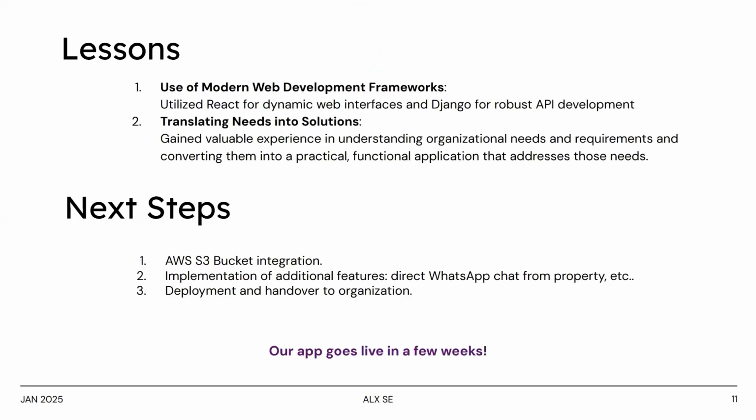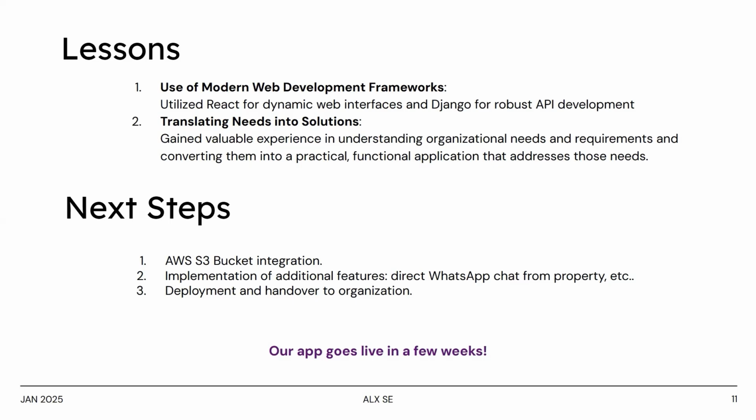The key lessons we learned from working on this project were the use of modern web development frameworks. We had a huge learning curve because we had not used these frameworks before. So getting our hands on a modern framework like React and Django for our project was pretty significant for us. And most importantly, we gained valuable experience understanding an organization's need and translating that into a software solution.